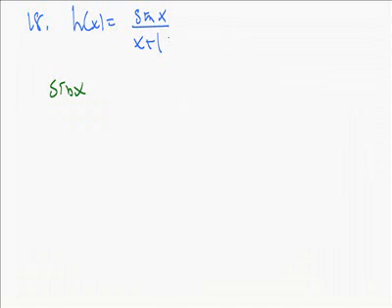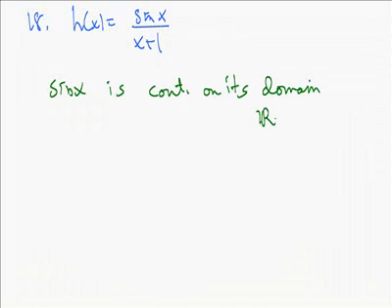It's a function made up of a trig function divided by a polynomial. And sine of x is continuous on its domain. Now, its domain is all real numbers. Anything from negative infinity to infinity you can plug into sine and get a value out. And that's by theorem 7. So theorem 7 tells us that.